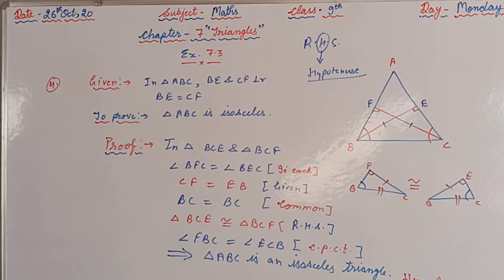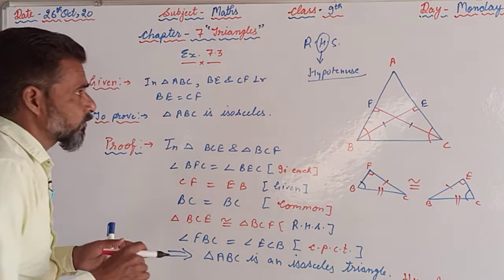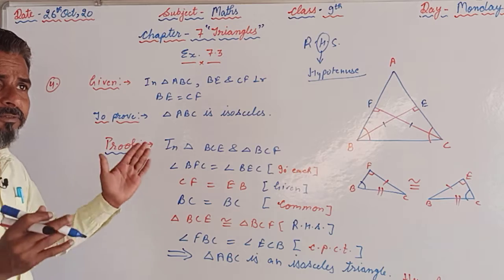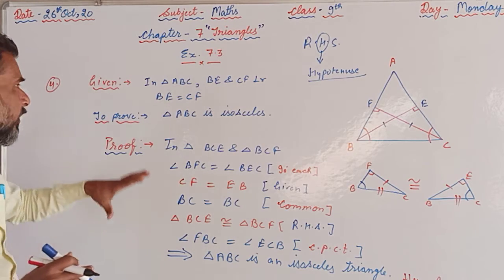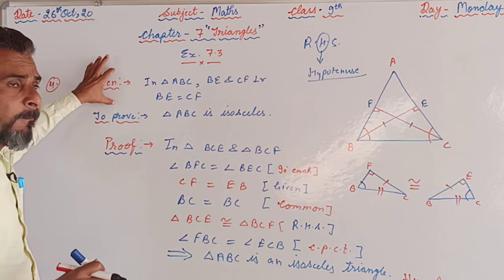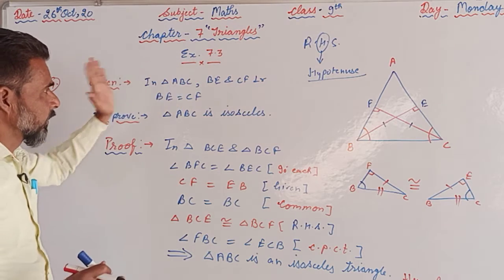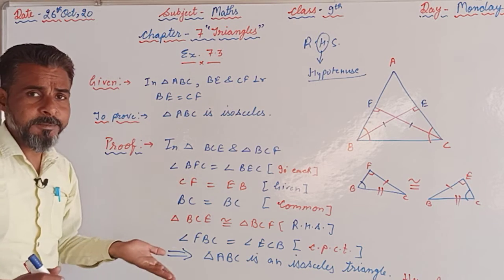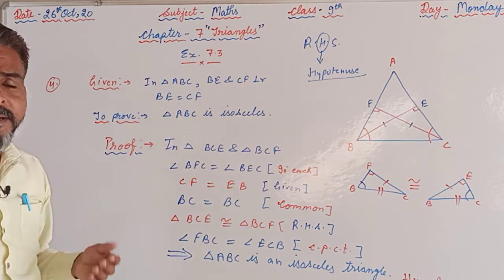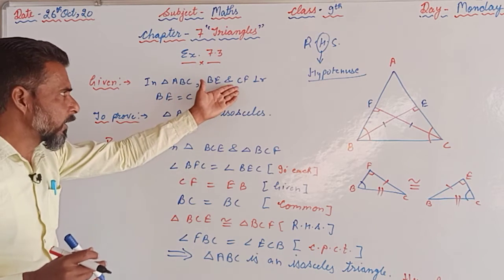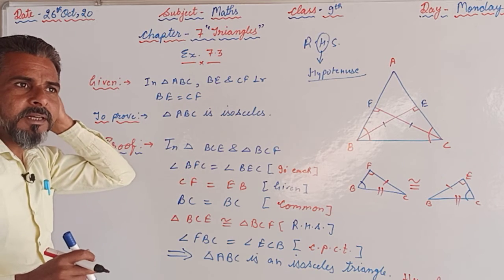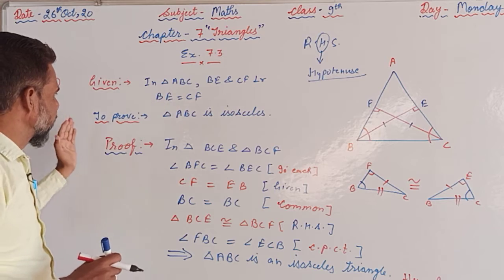So this was the method, as I told you previously also. When we are proceeding with such types of questions, first of all we are supposed to read the question, afterwards we collect the information, and we write it in a proper manner. Given, what is given in this question? Given is the triangle ABC, in which BE and CF are the altitudes or perpendiculars, and they have equal length. Then what we have to prove?